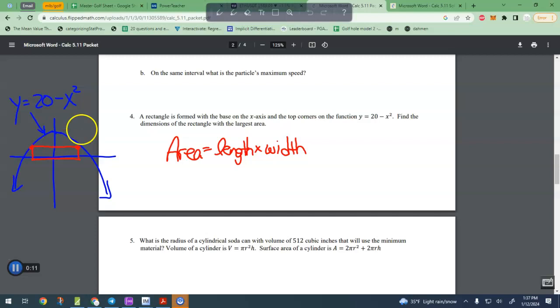So this point here, can you tell me the coordinates of that? It's just x comma y. Any point on the graph anywhere is x comma y. But that's got two variables. So could you tell me what to put instead of the y? So that just gets into one variable. And now I got to figure out the length and the height of the rectangle.